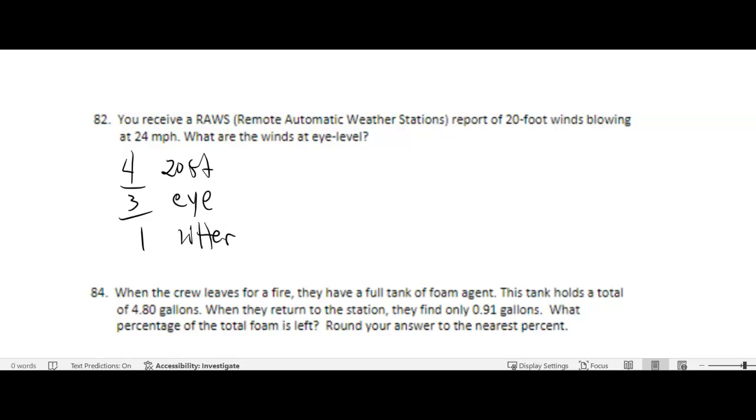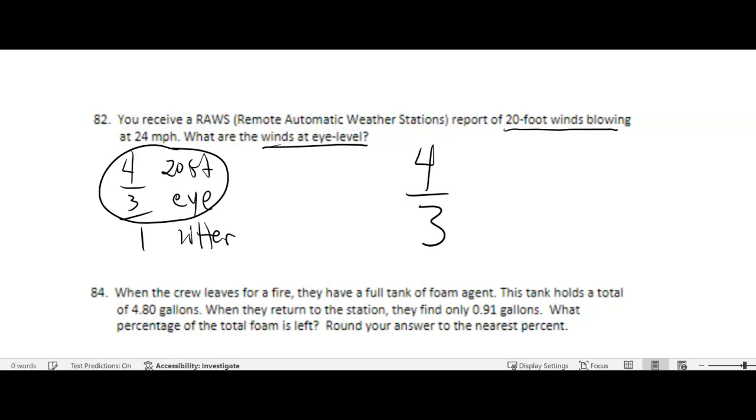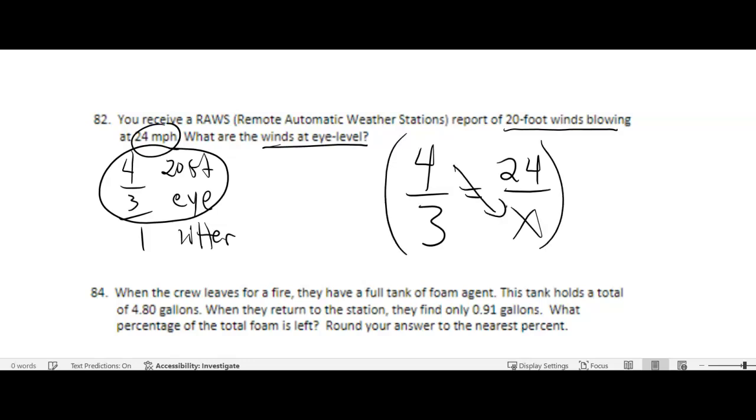So a report of 20-foot winds blowing at 24. What are the winds at eye level? Okay, so we're just using the 4 to 3 ratio. So 4 is the 20 foot, 3 is the eye level, and then the 24 miles an hour at 20 foot. And then we're asked about eye level. That's the unknown or the variable. Okay, and then solve that for x, round, and you're good to go. Remember, we're solving these ratios or proportions by cross multiplying. All right, so you get 4x equals 24 times 3, and you'd be done.